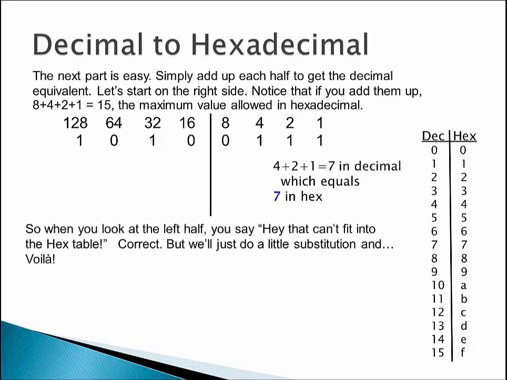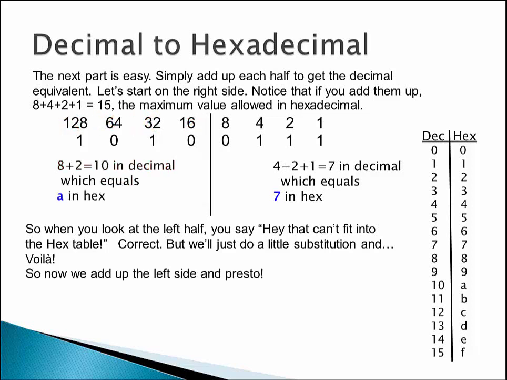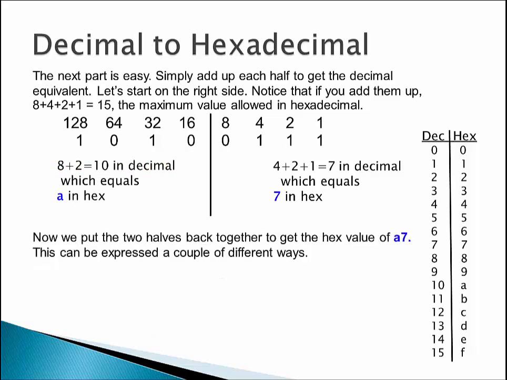Now if you look at the left half, you say, hey, that can't fit into the hex table. You're correct, but we'll do just a little substitution and voila. We take away the 128, the 64, the 32, and the 16. And then we're left with the 8, 4, 2, 1, which gives us our 15. We sum up those values, and presto, 8 plus 2 equals 10 in decimal, which equals an A in hex. Now we put the two halves back together and get a hex value of A7.